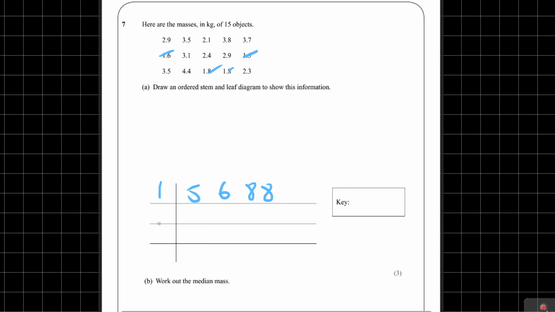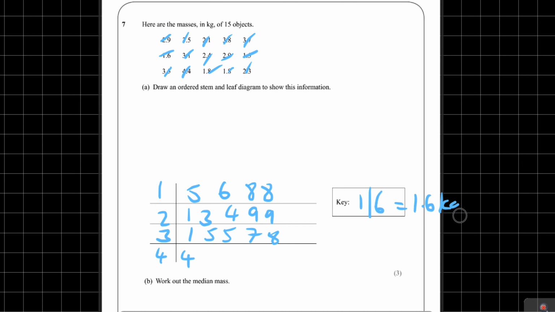Then the next one we have is 2, so we've got 2.1, 2.3, 2.4, 2.9, and then we move on to 3, so we have 3.1, 3.5, two 3.5s, 3.7, 3.8, and then we have 4.4. When you're reading this one, 1 and 6 for example is equal to 1.6 kilograms.